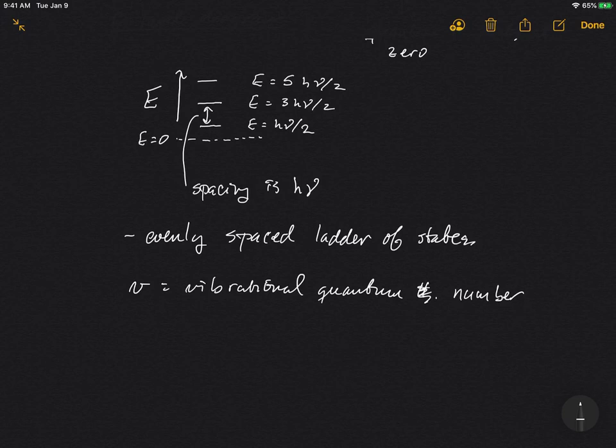Another thing that we should consider is, what is the minimum energy of the system? The minimum energy of the system is h nu over 2, where nu, again, is related to the square root of k over the reduced mass.